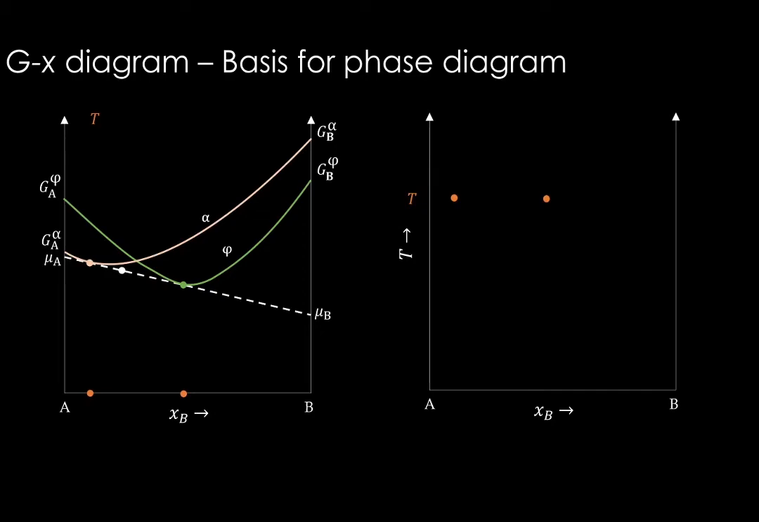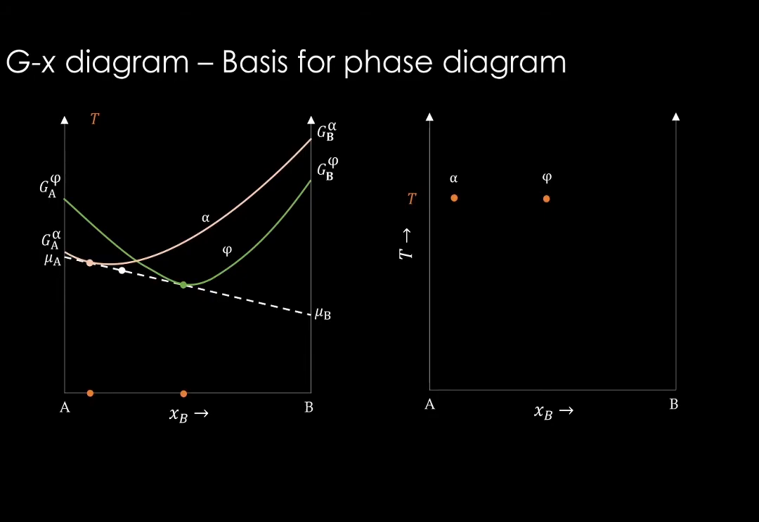The same compositions, XB values, are here. And what does it represent? This point represents this alpha's composition when it is in equilibrium with phi. This point represents the composition of phi when it is in equilibrium with alpha. So this is alpha, this is phi. Let us label that also. Okay. So this information about two-phase equilibria we got from Gibbs energy composition diagram.